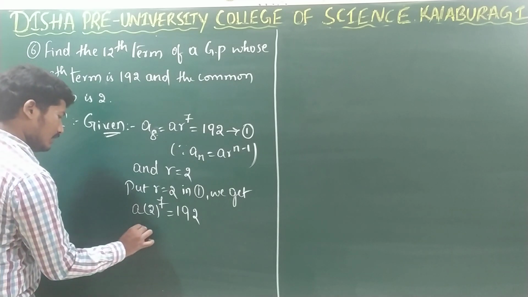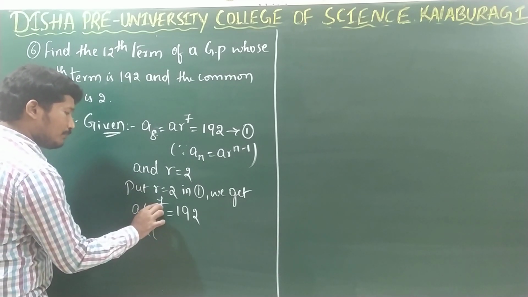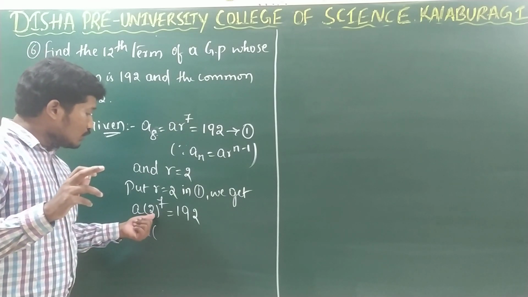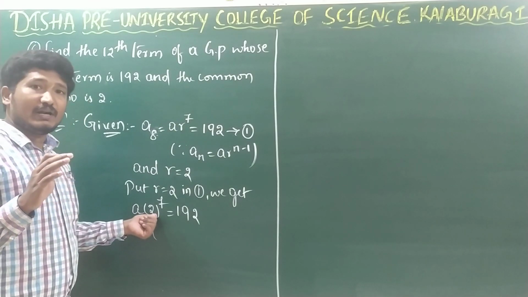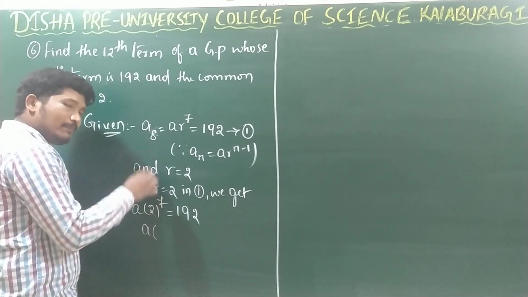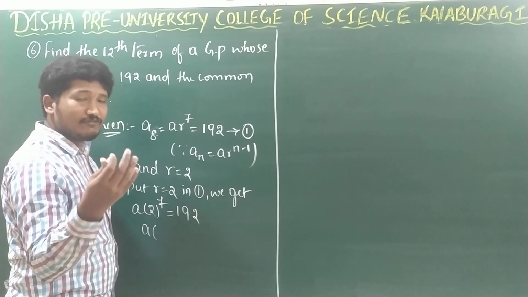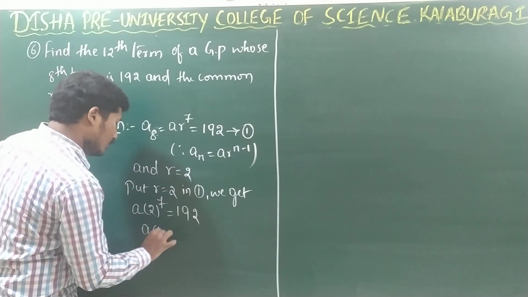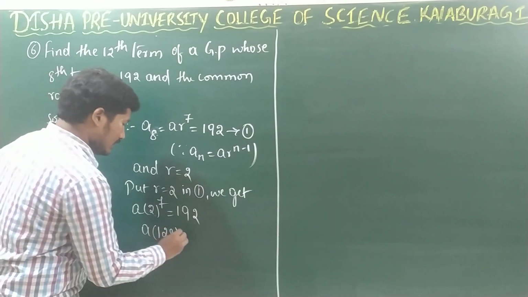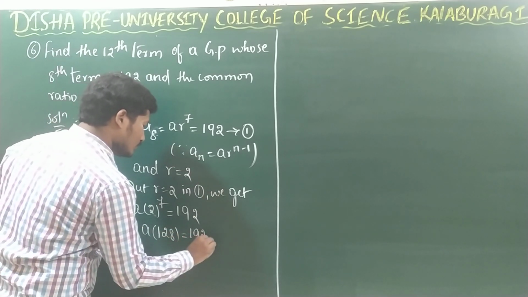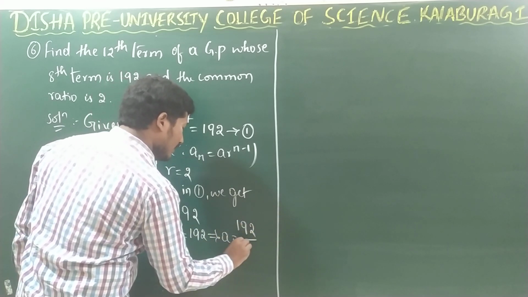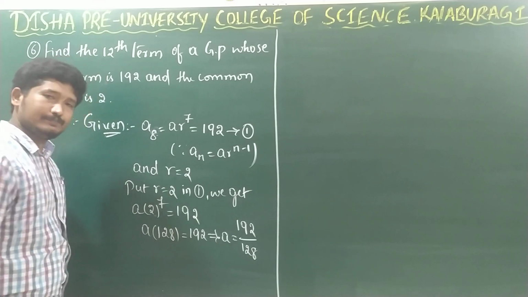right? See, a into 2 power 7 is nothing but what? You are multiplying 2 seven times, right? So when you multiply 2 seven times, the value you get will be 128. You can multiply and check that, right? Is equal to 192. So this implies a is equal to 192 divided by 128, right?